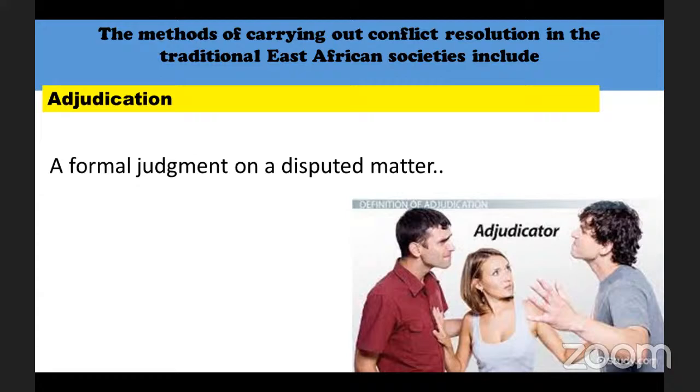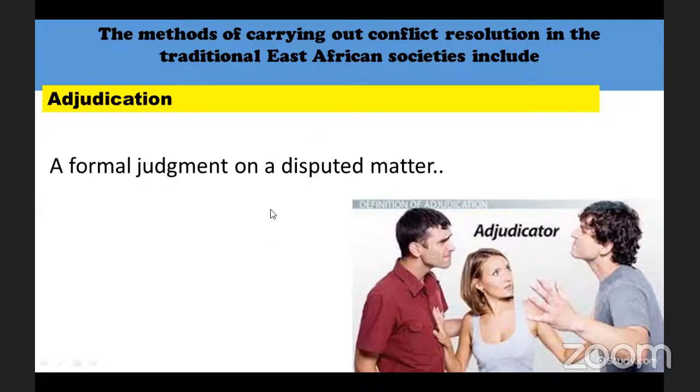By the way, what do we mean by formal? That word formal, what does it mean? Formal, in other words, can mean something which is official.